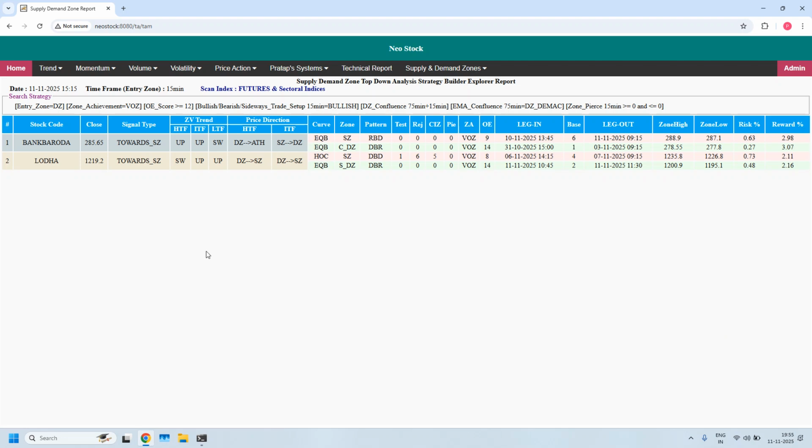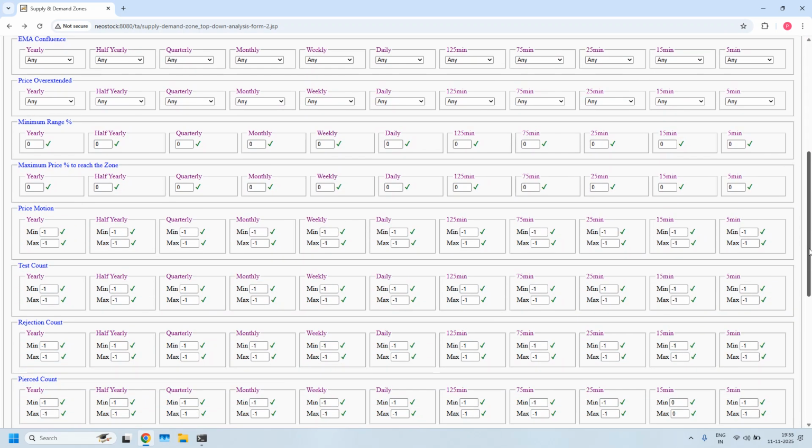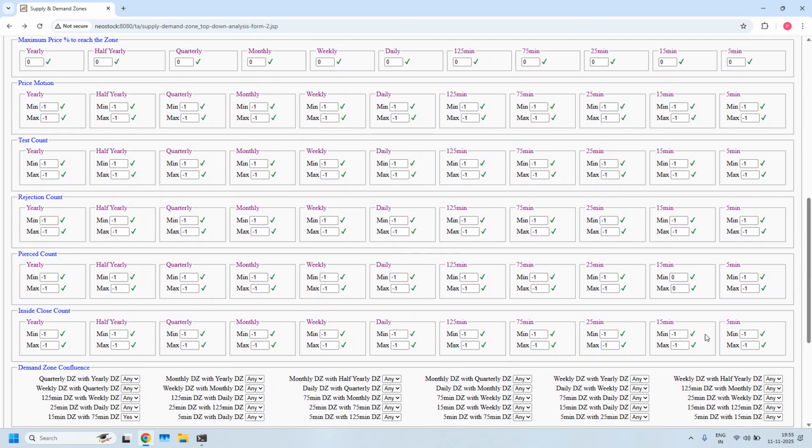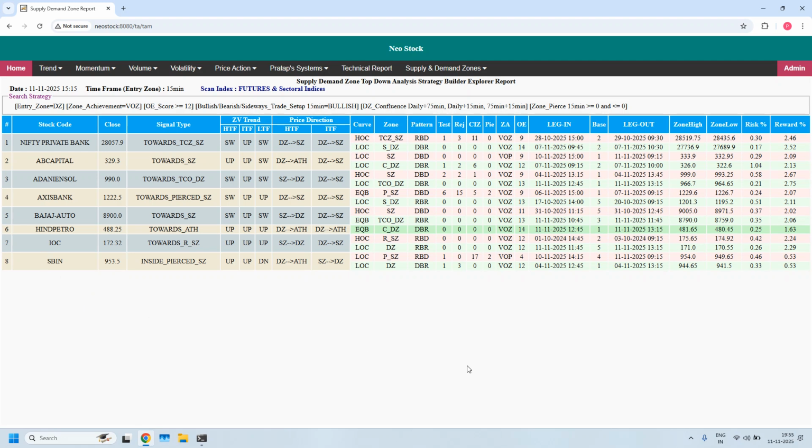Okay, next report should be as per the second strategy, removing ITF EMA filter. Demand zone confluence, 3 filters we have to set: 15 minutes and 75 minutes, 15 minutes and daily, 75 minutes and daily demand zone confluence. With all the 3 filters, we got 8 stocks. And in all the 8, the HTF trend, that is daily trend, is uptrend in only 4 stocks.